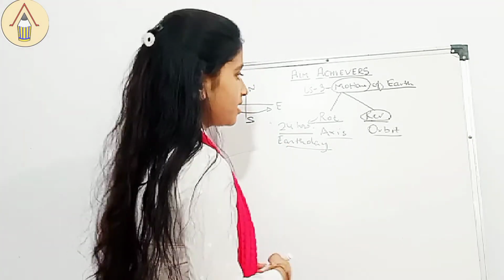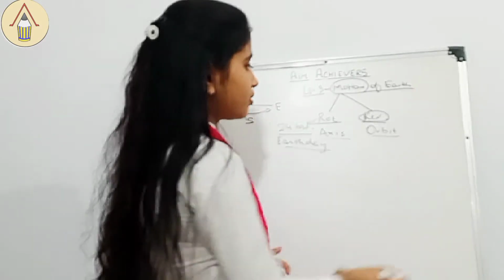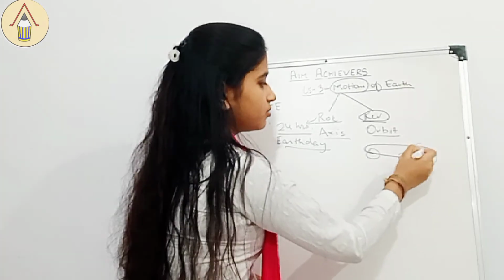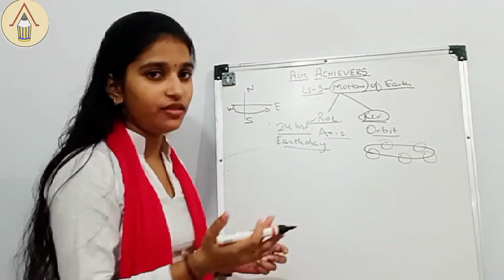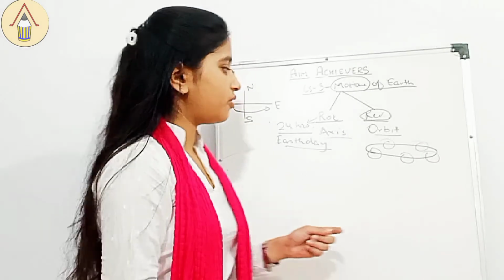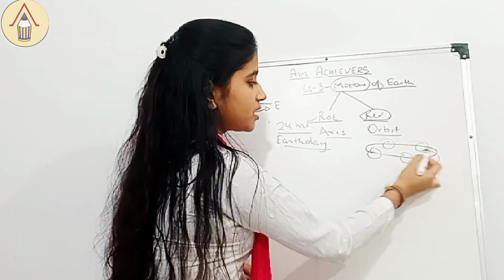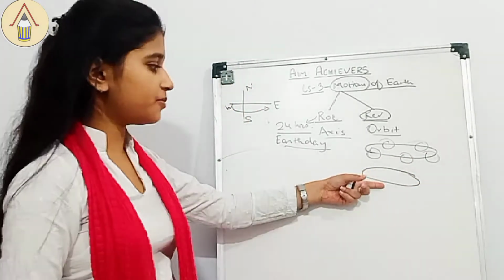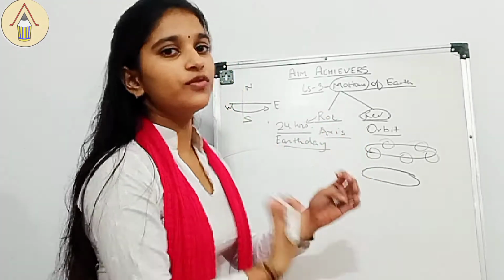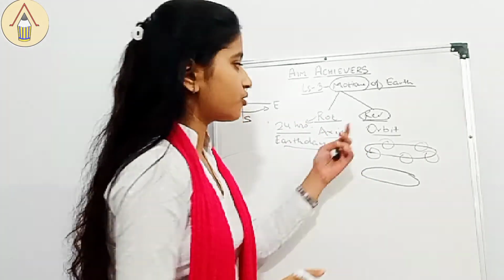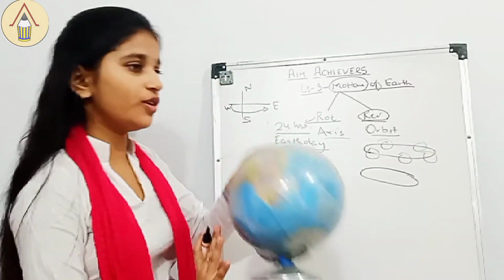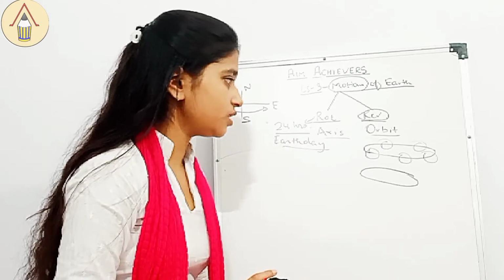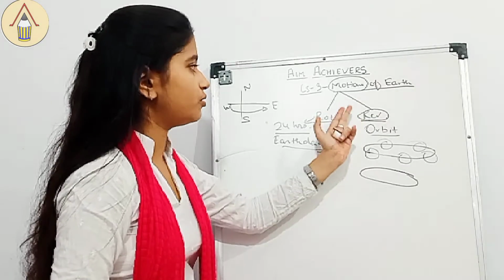Next comes revolution. Revolution is the movement of Earth on its orbit. Orbit, we know, is an imaginary path on which Earth moves around the Sun. The orbit is an imaginary line and it is an elliptical shape. This is an ellipse. It moves around the Sun in this path which is known as orbit. So revolution is nothing but moving of the Earth on its orbit.